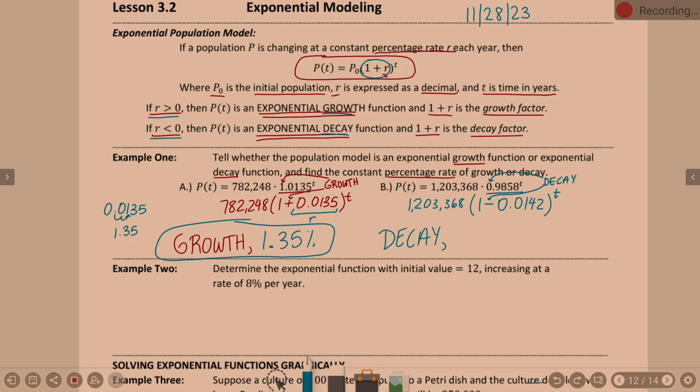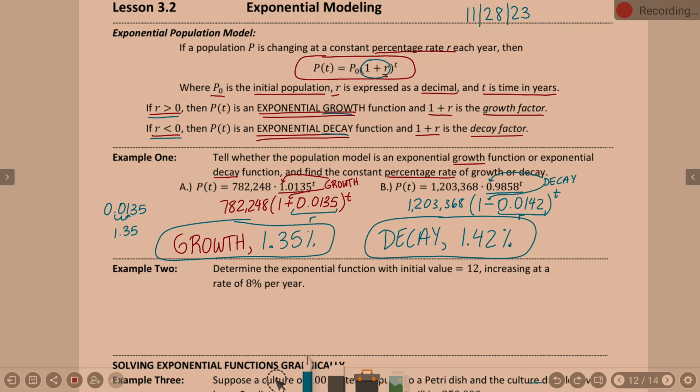What is your percentage rate? Negative 1.42%. Except we don't have to give it as a negative, because we're stating it's a decay, we know that it is going down. So 1.42%. I guess I never labeled it here, but this is your R value. You've probably done something a little bit like this before, so it's probably not too brand new.